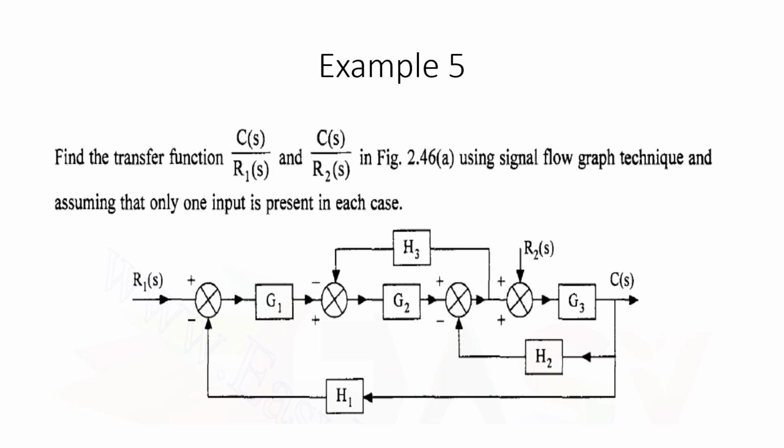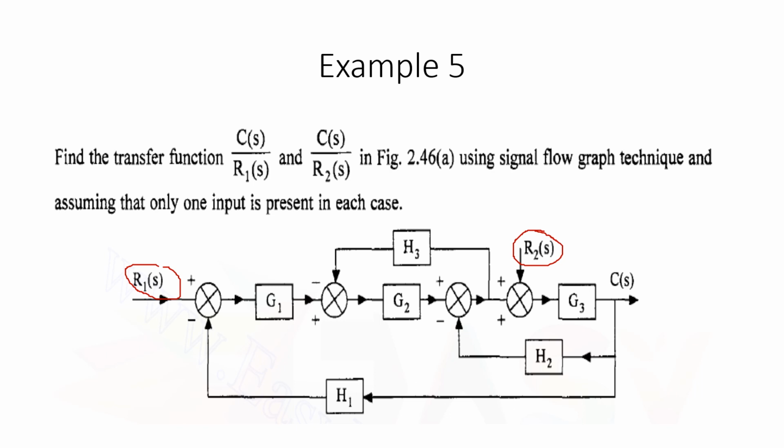So here we are taking an example of multiple inputs. Okay, so the task is to find the transfer function C of S by R1 of S and C of S by R2 of S using signal flow graph representation. So two inputs are given to us here. One is here you have taken it as R2 and here it is R1.